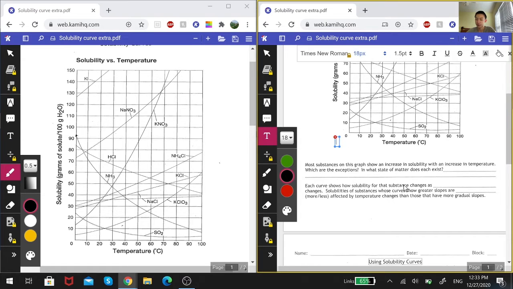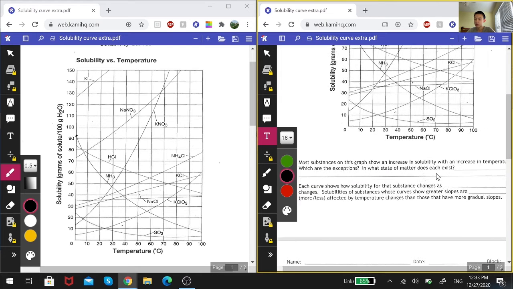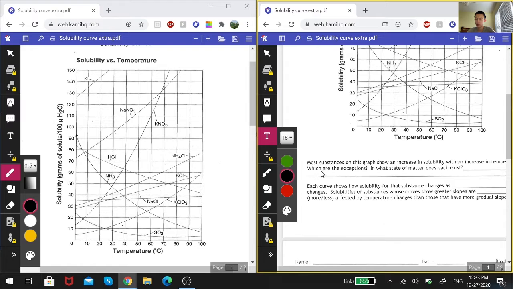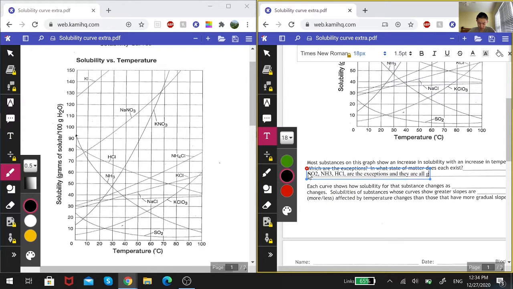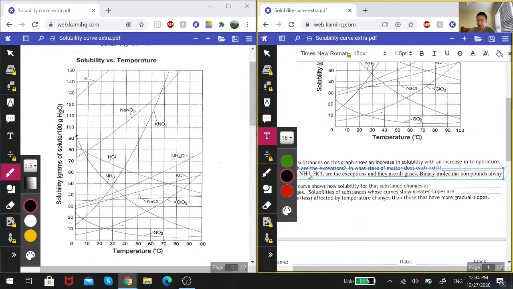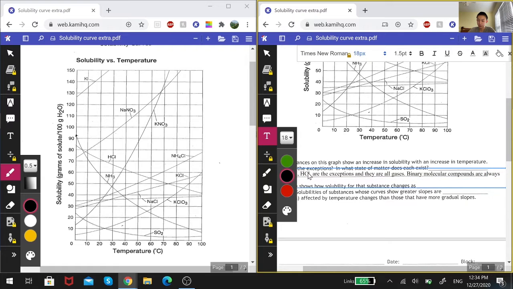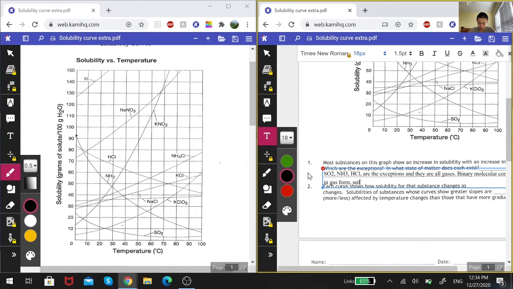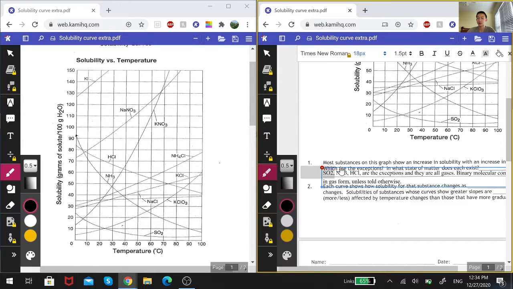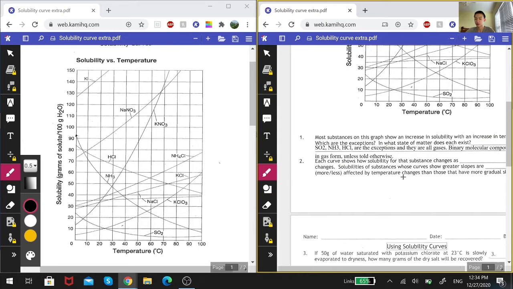Now on the right side we have our questions. Most substances on the graph show an increasing solubility with an increasing temperature. What are the exceptions, and in what state of matter do they exist? So first of all, SO2, NH3, and HCl are the exceptions, and they are all gases. Binary molecular compounds are always in gas form unless told otherwise. So gases do not act like ionic substances and increase in solubility as temperature increases.